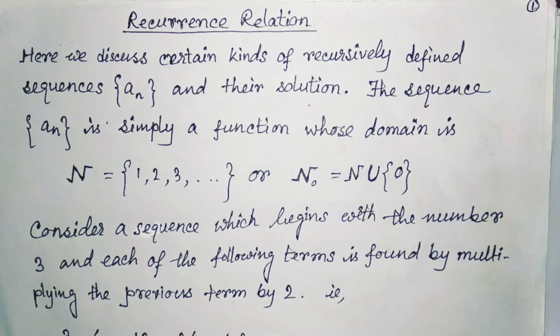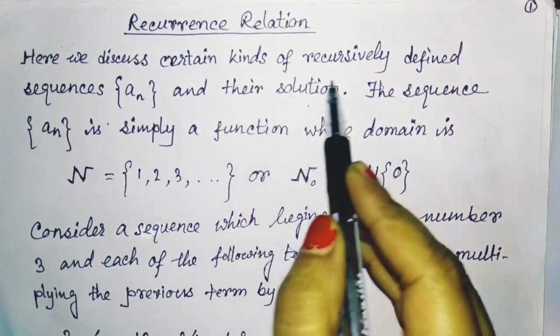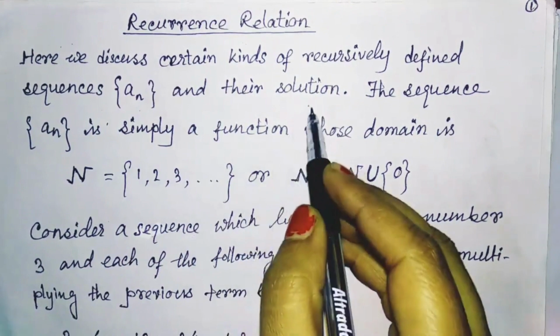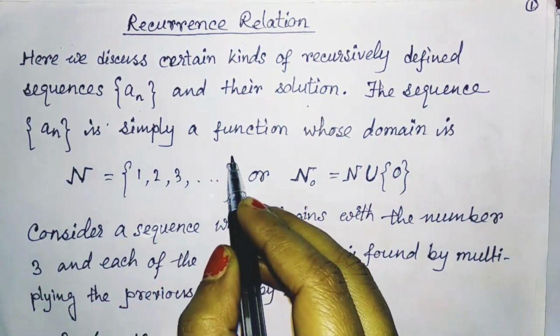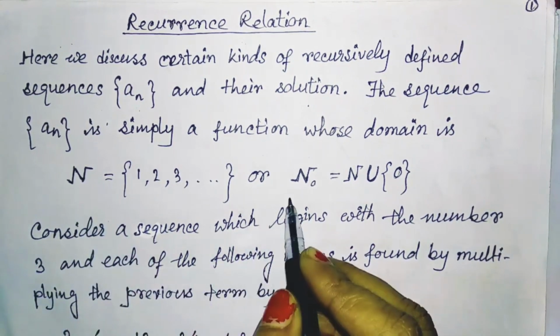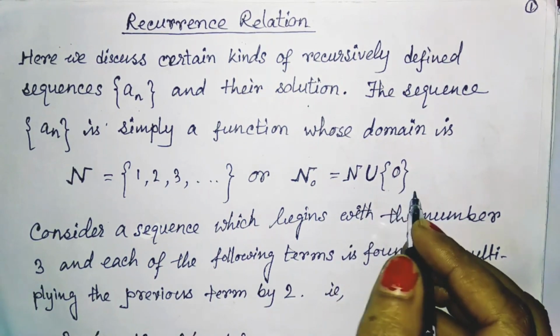In this video lecture, we discuss about recurrence relation. Here we discuss certain kind of recursively defined sequences an and their solution. The sequence an is simply a function whose domain is the set of natural numbers, otherwise, the set of natural numbers which includes 0 also.